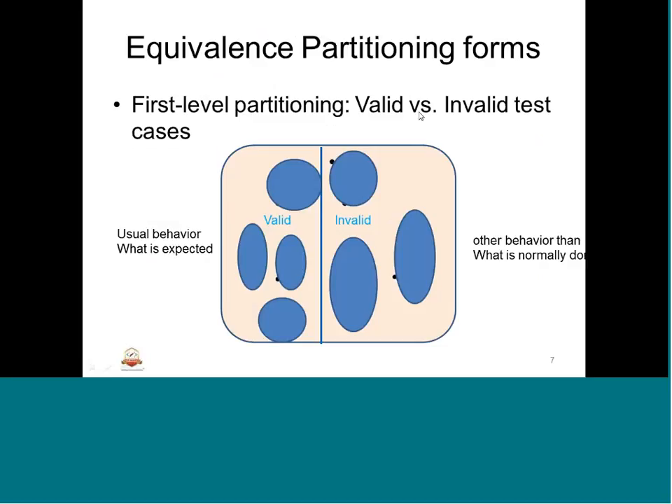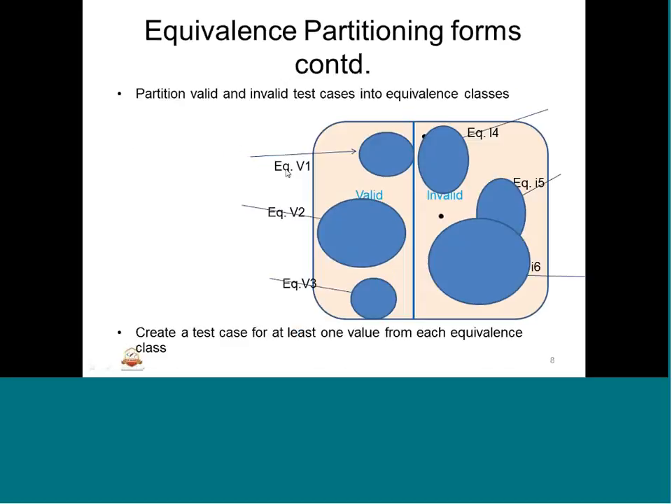Then we group the valid ones in such a way that the behavior is usual and similar results are going to come. All of these are grouped. So there are 4 here in this case, 3 valid. We name them equivalence valid 1, equivalence valid 2, equivalence valid 3. Similarly, we can name the invalid cases also with a unique identifier. So that's what is highlighted here.